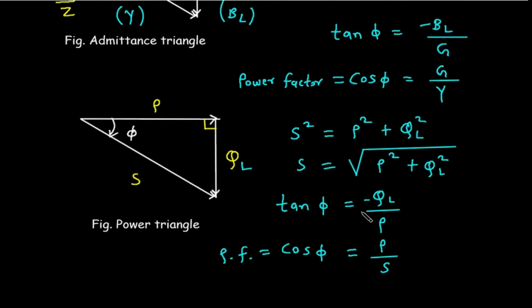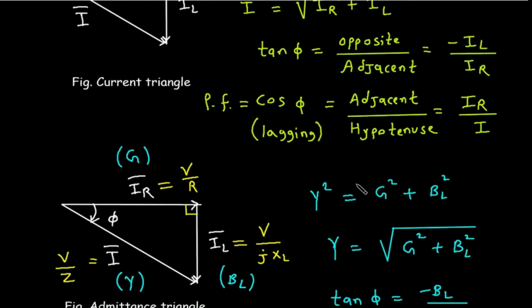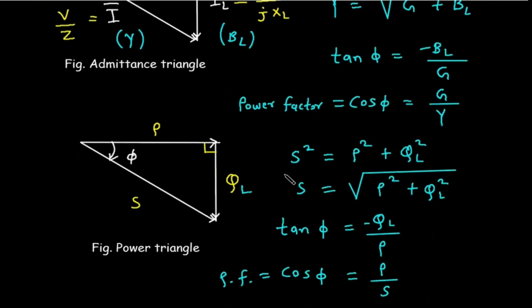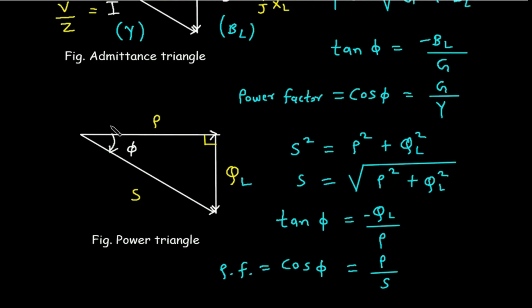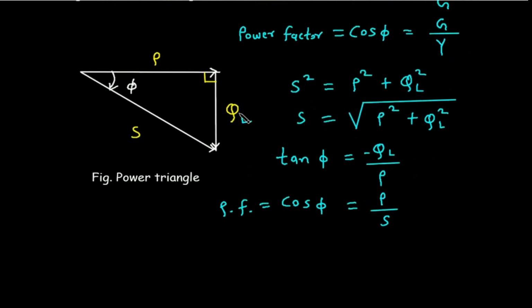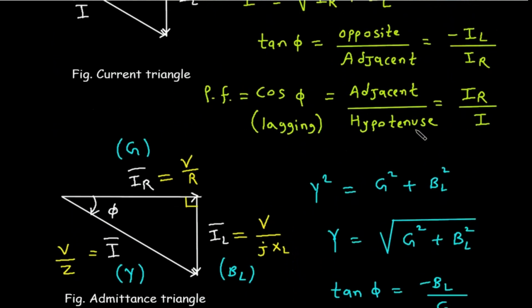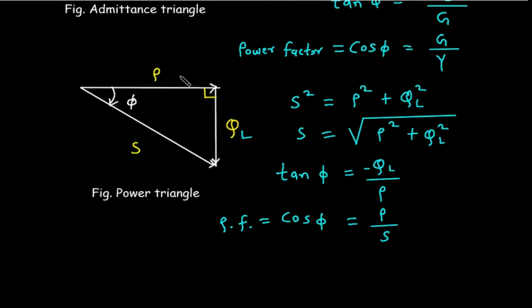Then tan phi is equal to minus QL divided by P. Tan phi is equal to opposite upon adjacent. So the opposite side is this QL and the adjacent side is this P. Again the direction of this QL is along the y-axis, in the downward direction. So this will be minus. And power factor cos phi is equal to adjacent upon hypotenuse. So adjacent is this active power or real power divided by apparent power. So cos phi is equal to P by S.